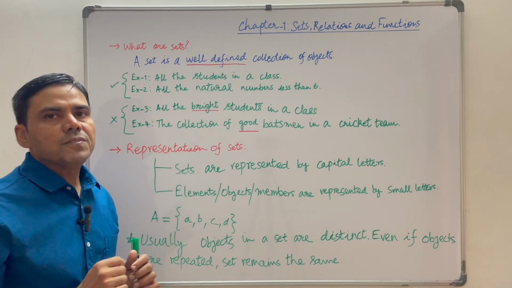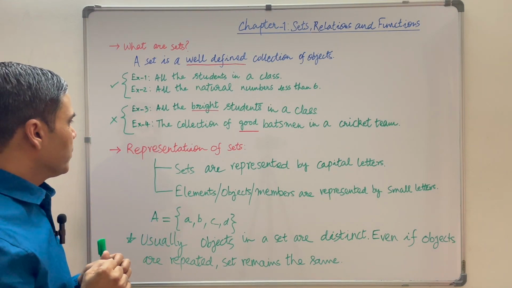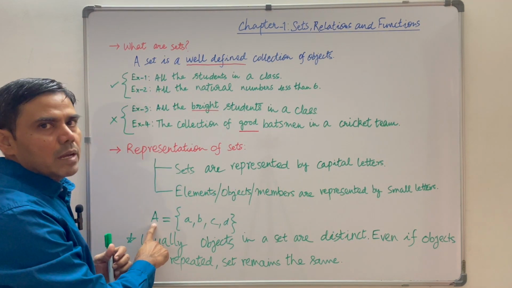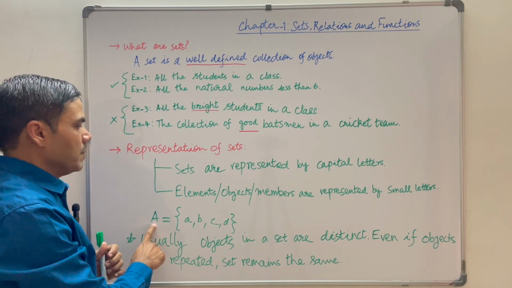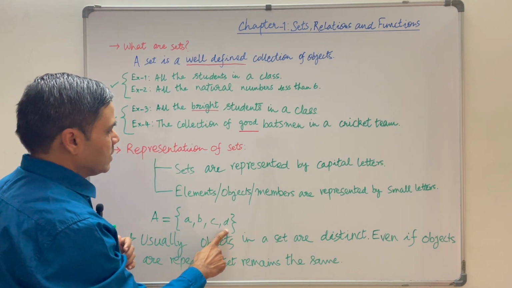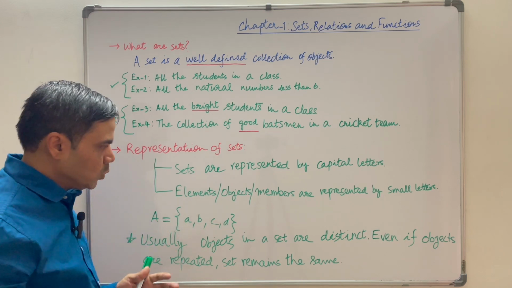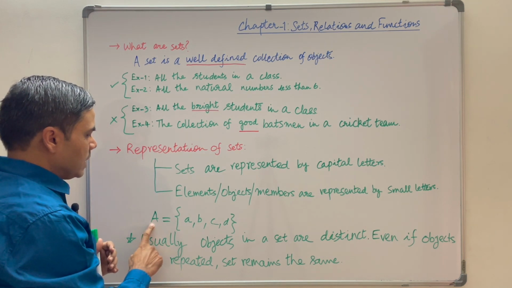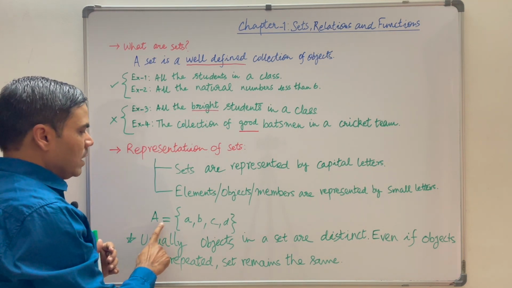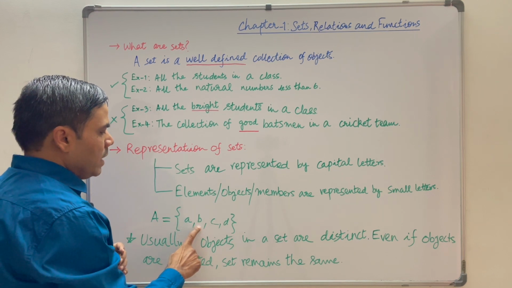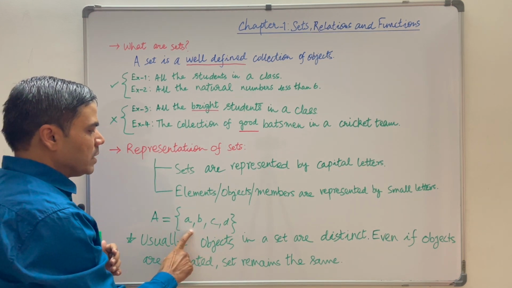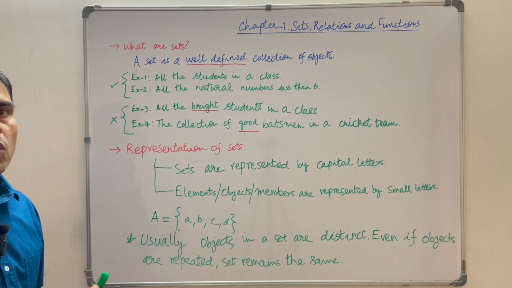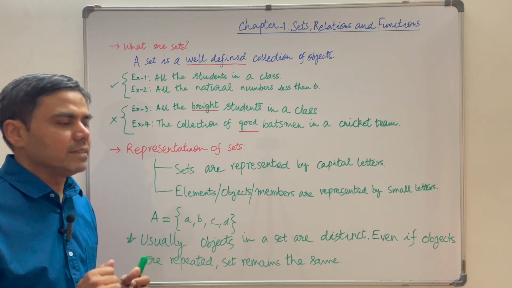Now, representation of sets. How to represent sets? Normally sets are represented by capital letters, meaning capital A, capital B, capital C, etc. And these are called elements of the set. The words elements, objects or members are used interchangeably. So in this set, the set name is capital A. In this set there are 4 members A, B, C and D, and they are separated by commas and enclosed within curly braces. So that is how you represent the set and its members.